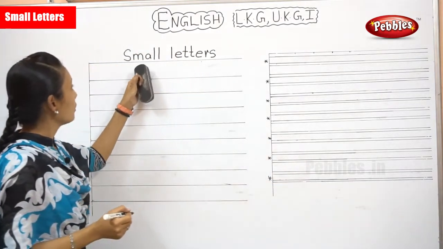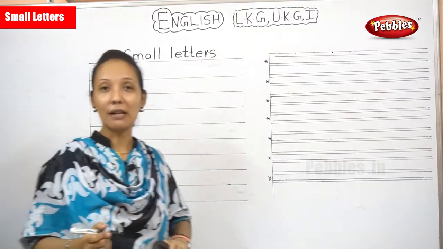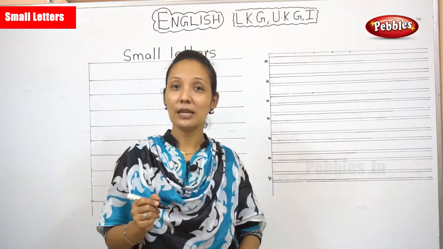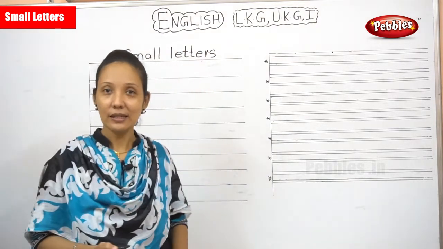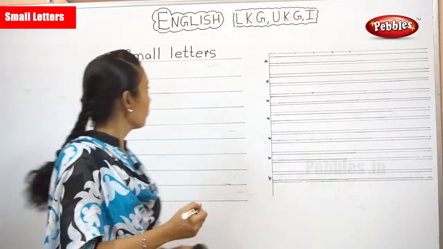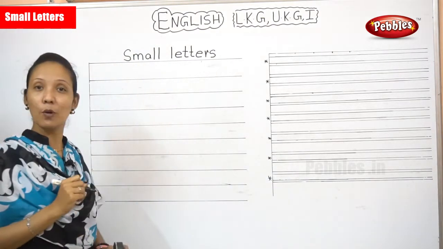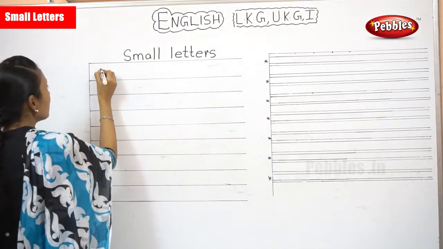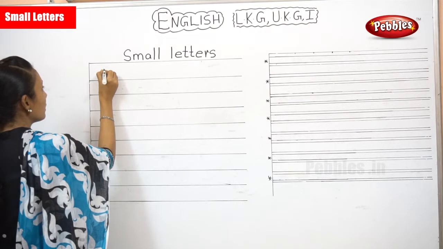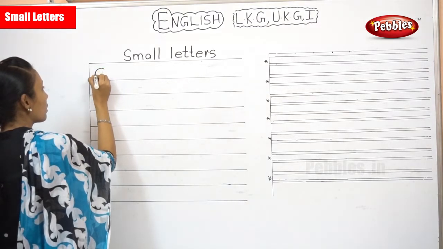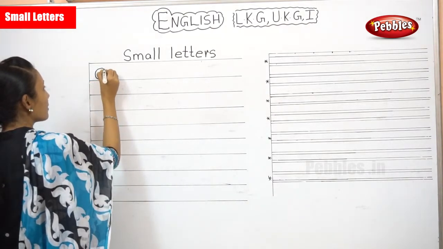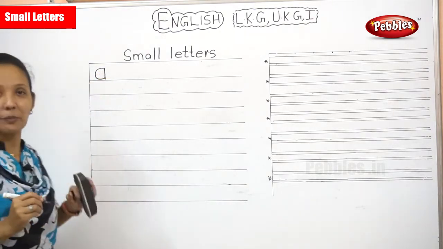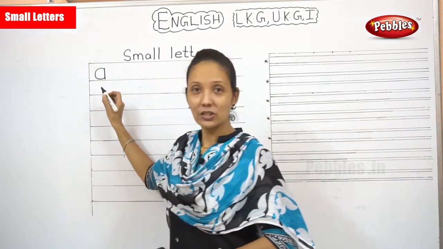Yes. So what is your first alphabet, children? A. So first we will learn to write your small a. What are you going to learn? Small a. So see, children, you learned your curve, isn't it? You give your curve and a straight line. This is small a.